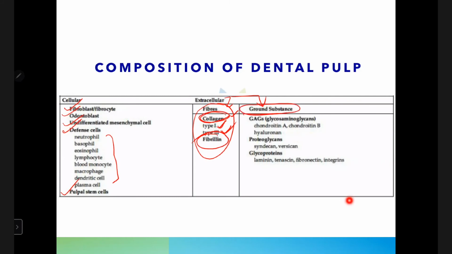We have also studied the ground substance. What is the ground substance doing? It is lending support to the cells of the pulp and also helps in the transport of nutrients. What do we have in the ground substance? We have the acid mucopolysaccharides, glycosaminoglycans, proteoglycans, and glycoproteins. For your theory exam, it is very good if you remember these proteins like chondroitin A, chondroitin B, hyaluronan, laminin, tenascin. If you can write the names of those proteins, you will have good marks in your theory exam.